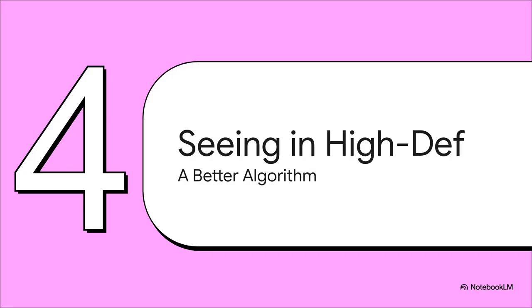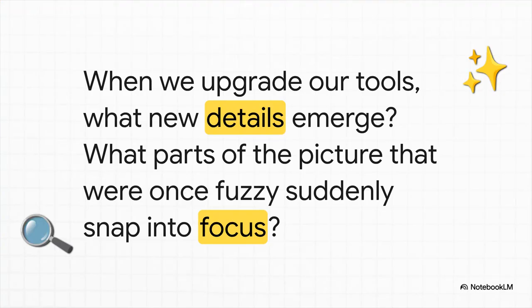But what if we didn't have to settle for that blurry photo? What if there was a better tool? Well, this is where a more advanced technique comes into play, and it gives us a chance to see the economy in stunning high definition. It's a simple question, right? But the answer? Well, it changes absolutely everything. When we upgrade our toolkit, what new details pop out? What parts of the picture that were all fuzzy before suddenly just snap into focus?